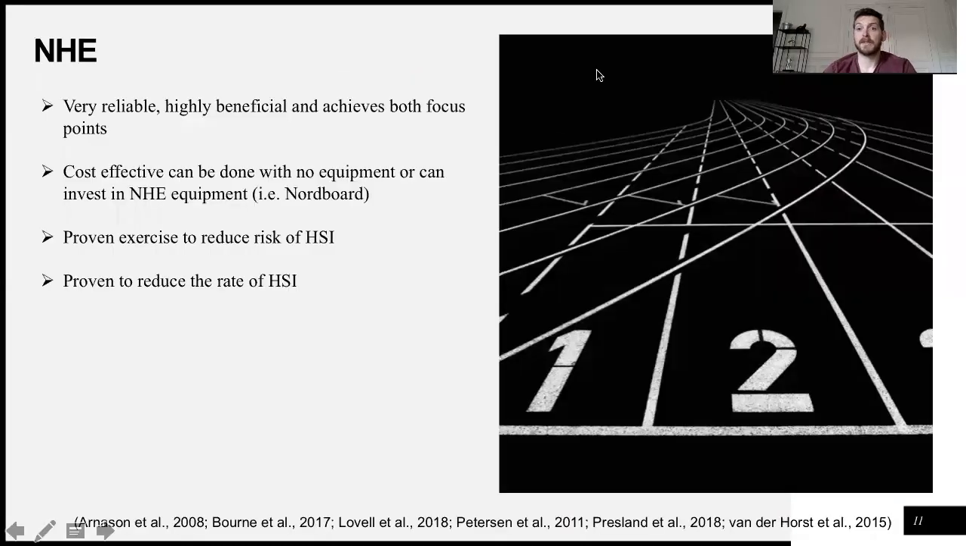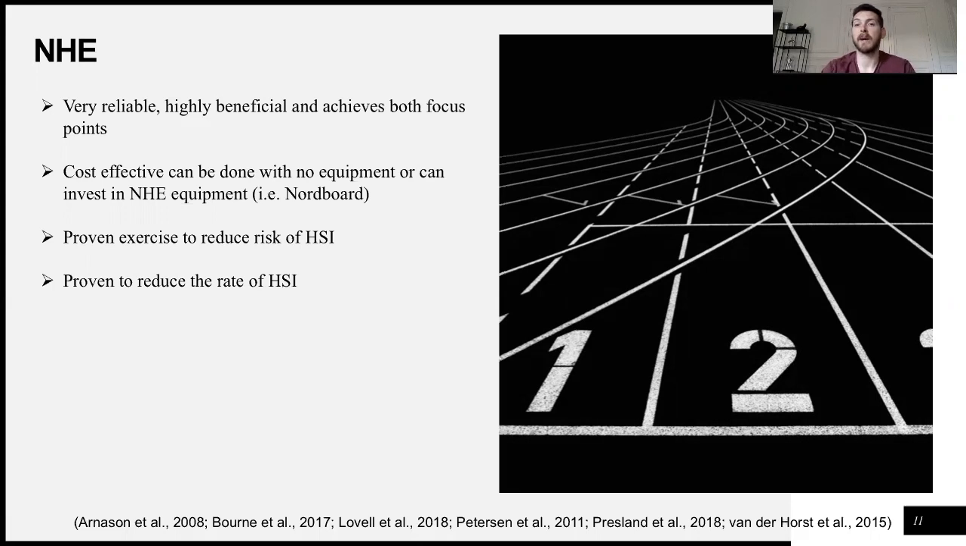The Nordic Hamstring Exercise is highly beneficial and highly reliable. It focuses on both the biceps femoris long head fascicle length as well as the eccentric knee flexor strength, so the two focus points of what we're trying to improve. It's a proven exercise at reducing the risk of hamstring strain injuries, and we're reducing how often they will occur to our athletes.